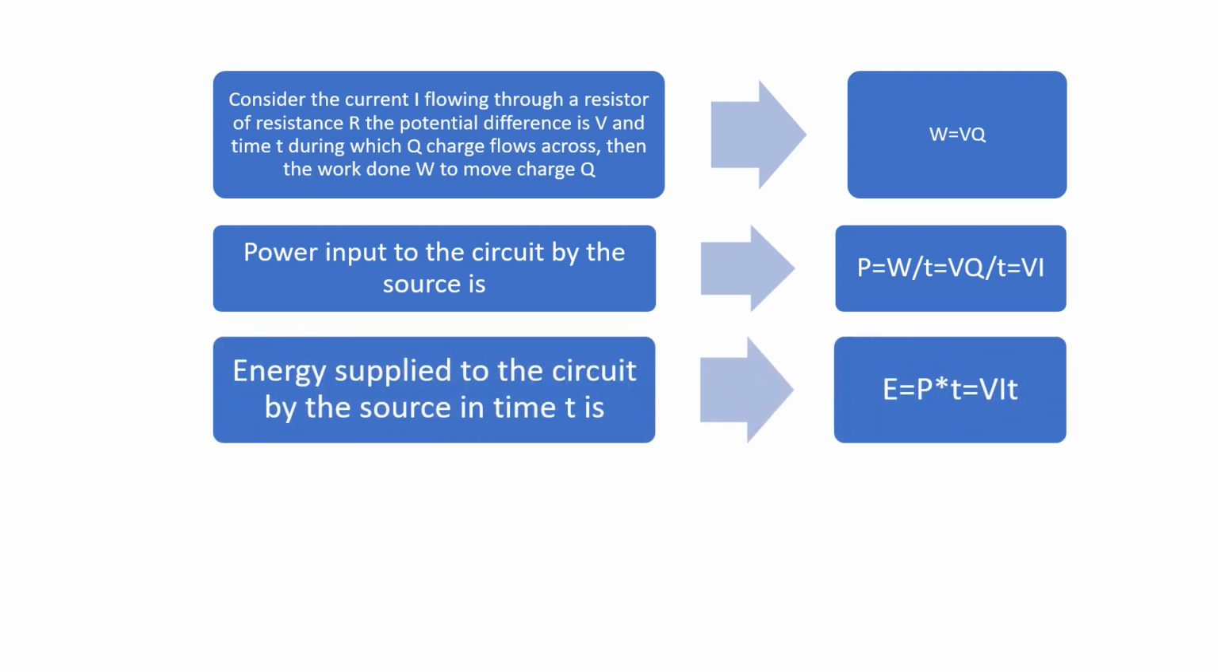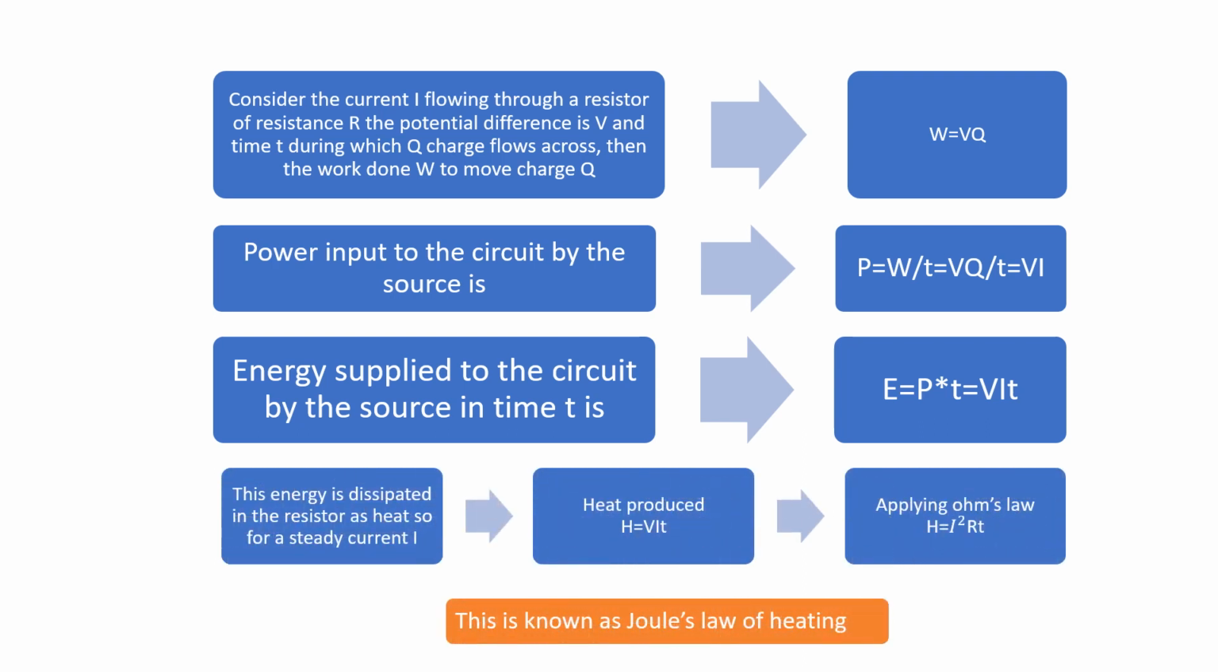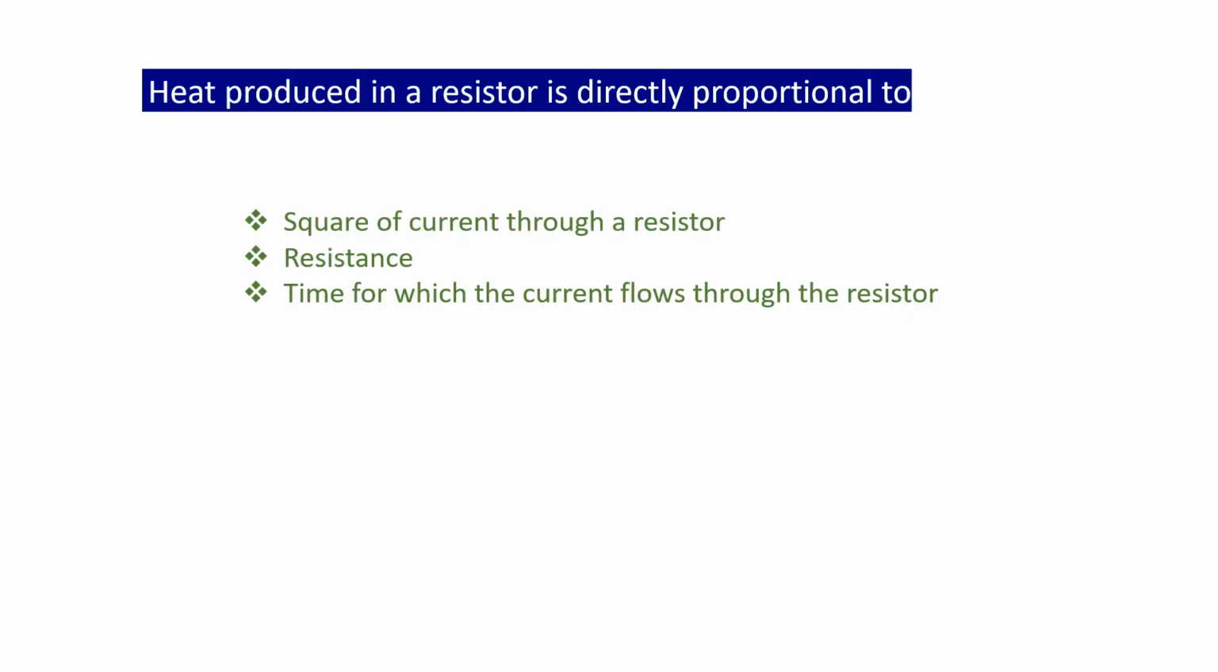Energy supplied to the circuit by the source in time t is equal to power into time. We already know P is equal to VI, so we get energy is equal to VI into t. This energy is dissipated in the resistor as heat. So for a steady current, the heat produced is equal to the energy supplied. So H is equal to VI into t. By applying Ohm's law, we get the heat equation as I square into R into t. This is known as Joule's law of heating. Heat produced in a resistor is directly proportional to the square of the current through the resistor, the resistance, and the time for which the current flows through the resistor.